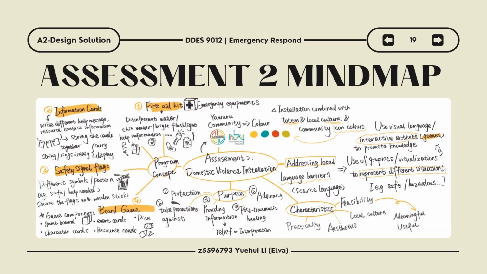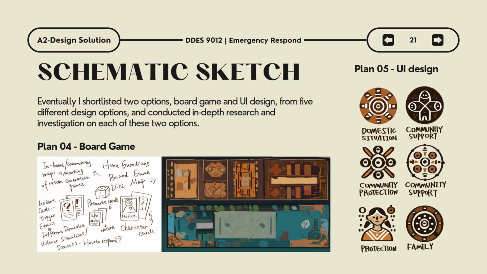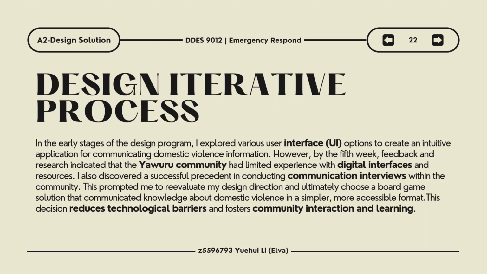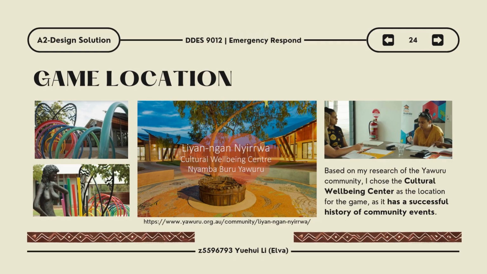This is my brainstorming based on the topic of domestic violence. Based on the mind map, I drafted 5 different design options for the corresponding domestic violence design. Eventually, I selected 2 options, board game and UI design, and conducted in-depth research. In the early design phase, I explored UI design, but literature showed that the Yuehui community lacked resources and experience with digital technology. However, there are successful community engagement examples, leading me to design a board game. Finally, I selected the Cultural Wellbeing Center for the game due to its successful history of community events.